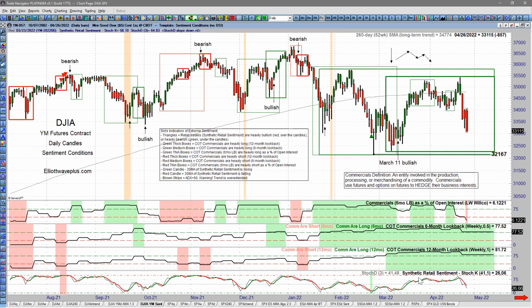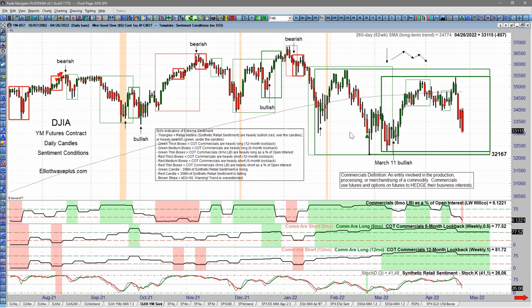And then the last thing I do on this chart, the synthetic retail sentiment, is a 3-period simple moving average of my synthetic DSI. The reason I use that here is because regular DSI isn't available on the Dow Jones Industrial Average. When that smooth moving average is sloping up, it is green, and when it is sloping down, it is red. When it's red, it colors the candles red, and when it is green, it colors the candles green.